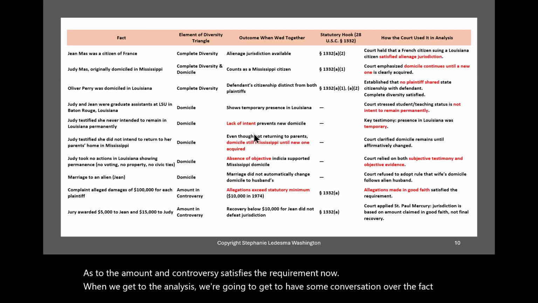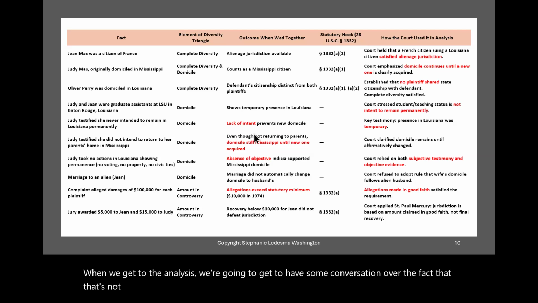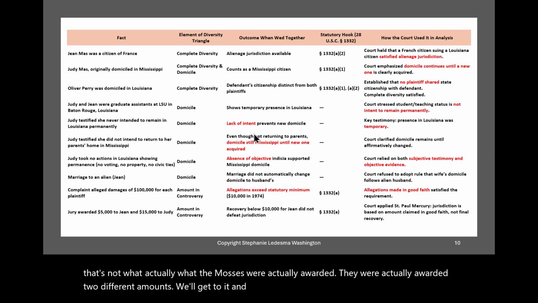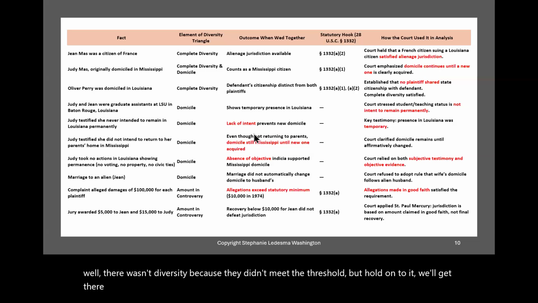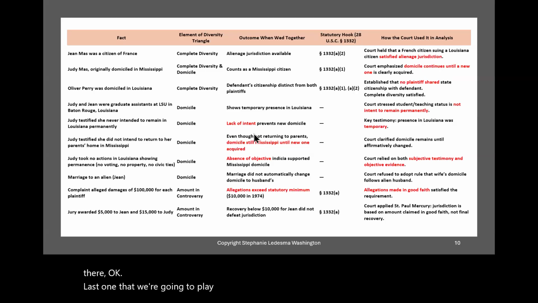Now, when we get to the analysis, we're going to have some conversation over the fact that that's not what the Mosses were actually awarded. They were actually awarded 2 different amounts. We'll get to it. And then Mr. Perry, the defendant, is going to argue, well, there wasn't diversity because they didn't meet the threshold. But hold on to it. We'll get there.